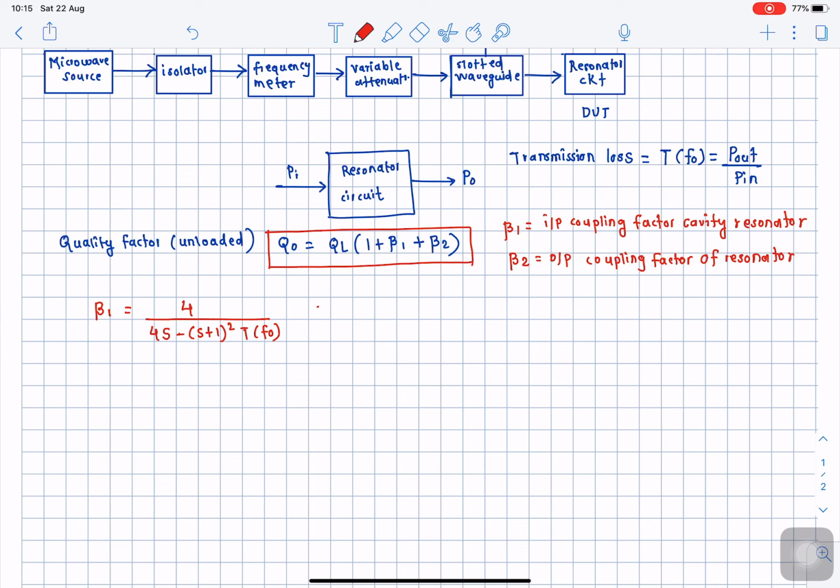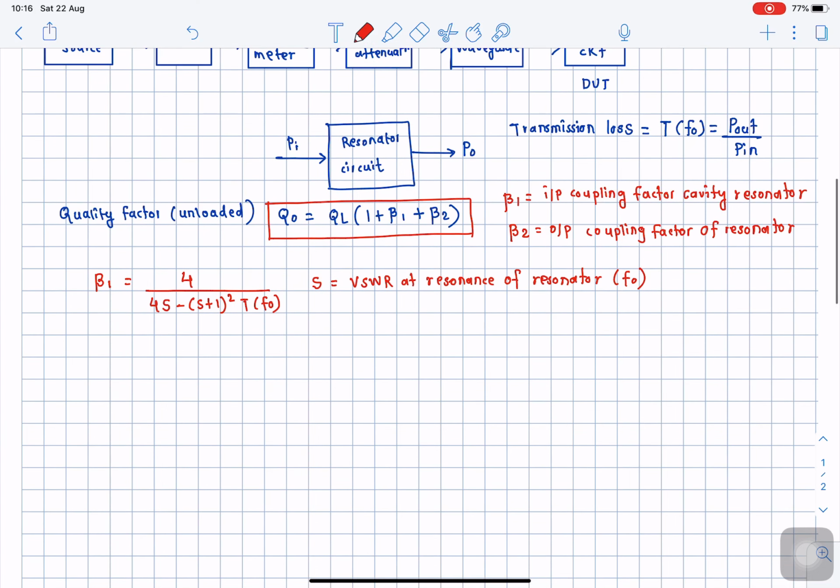Okay, so where S is VSWR at resonance of resonator. Okay, so where S is what? S is the measured value of voltage standing wave ratio that will take place at the resonating frequency. Okay, so at the resonating frequency, that means at F0. Okay, now similarly, the value of output coupling factor, that is beta 2, how is it given? Beta 2, the equation is beta 1 into S minus 1.